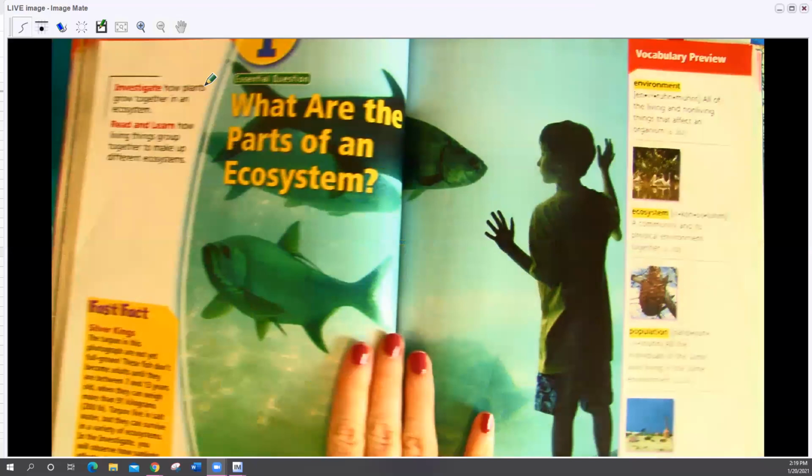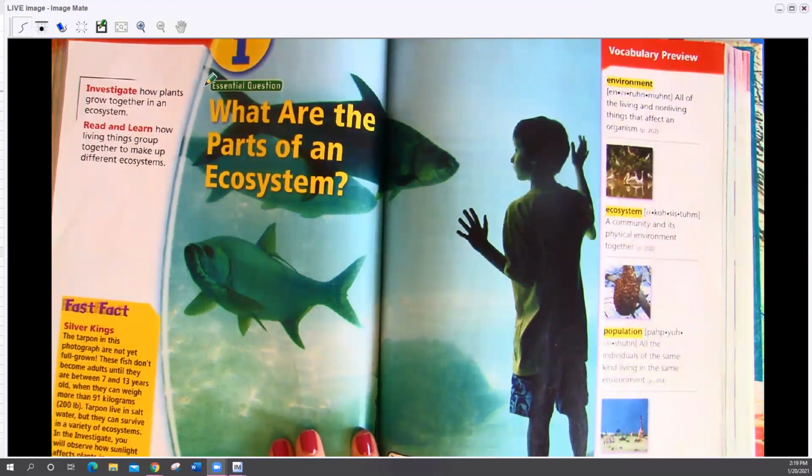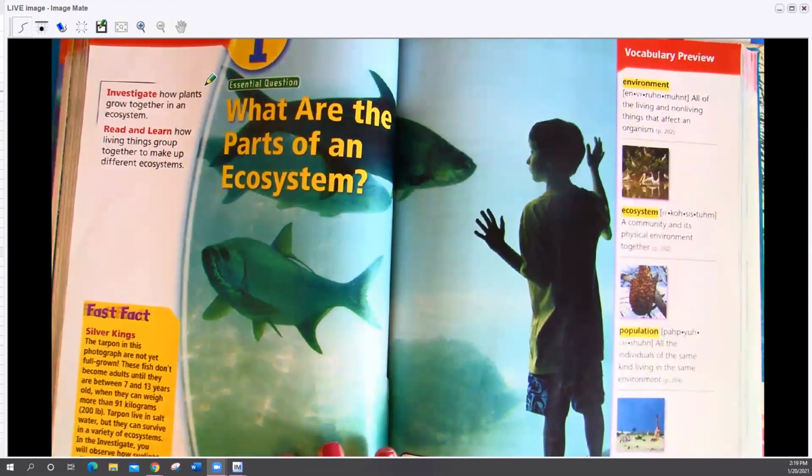So to start lesson 1, we're going to read and learn how living things group together to make different ecosystems. It says to investigate how plants grow together in an ecosystem. We're not going to get into that just yet. That would be like an experiment we would do in class.